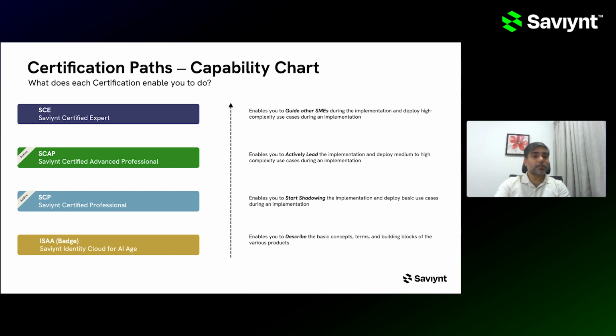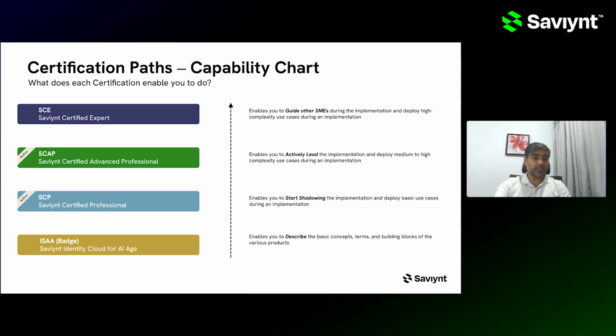However, if you are a practitioner, somebody who's implementing our solutions, or in architect level roles, then you must definitely go for the professional level exam, which will enable you to start shadowing some of the implementation projects and put you in a very good position to start implementing basic use cases. If you are an advanced user, then you must complete the advanced professional certification exam, which will put you in a very good position to actively lead implementation projects and deploy medium to high complexity use cases on our solutions.